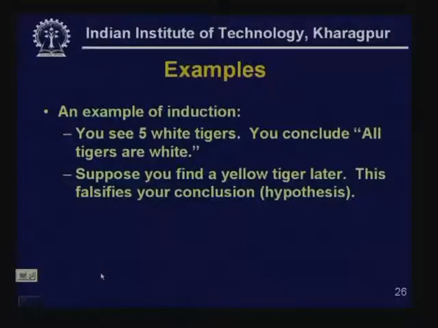As another example of induction, suppose you see 5 tigers and all of them are white, and you conclude all tigers are white. So, this is an example of inductive inference. When can you be wrong? Suppose now you find a yellow tiger. Now, this falsifies your conjecture. So, inductive inference is not a logical inference, so it does not preserve the truth, but it is a useful leap to take. It gives you new knowledge, knowledge that you have not already seen.